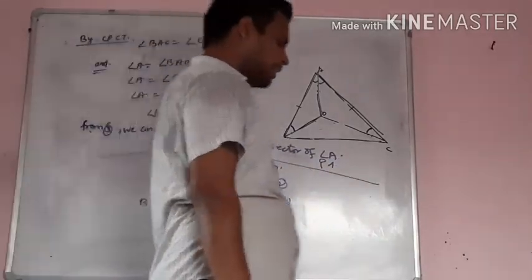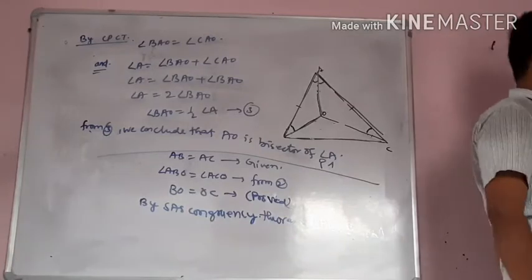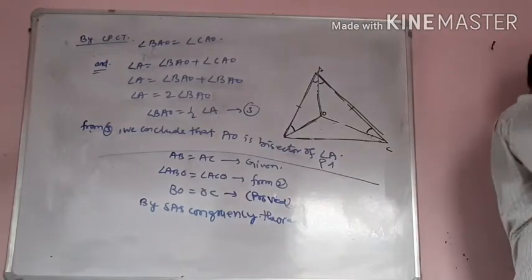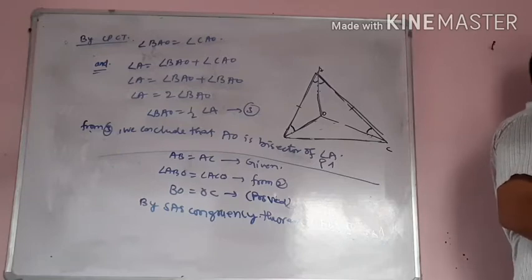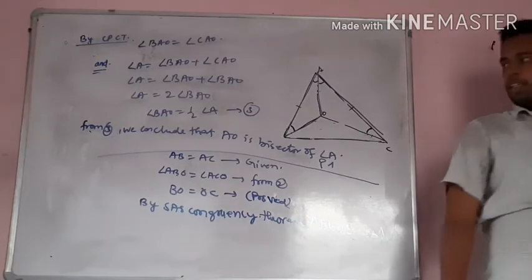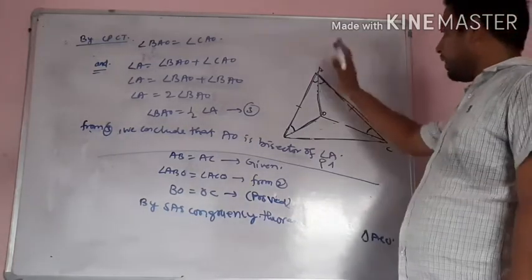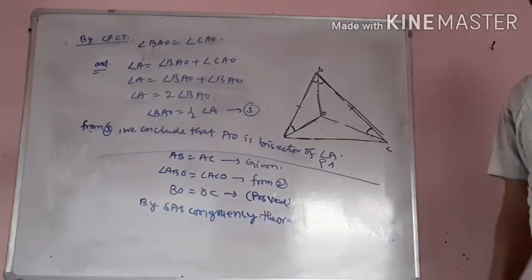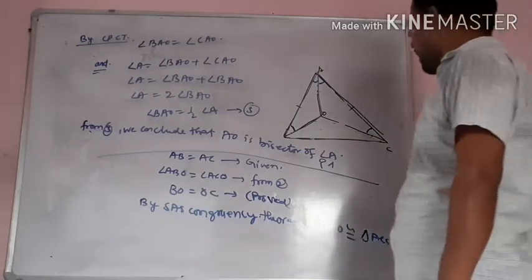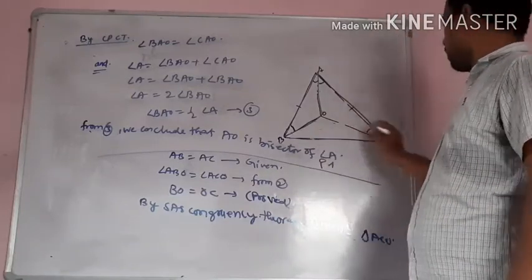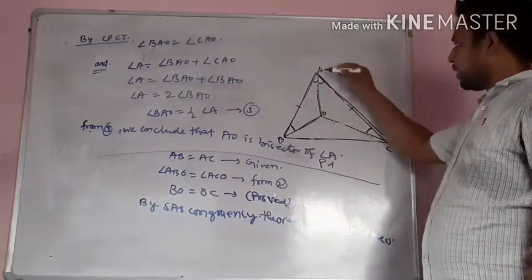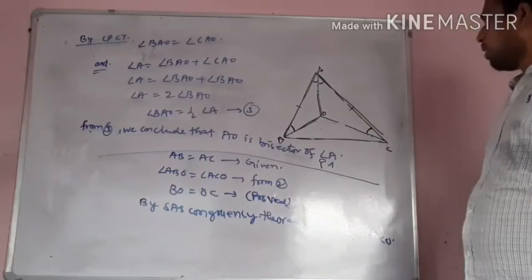So in question number 1, what was the main thing? In question number 1, ABC is an isosceles triangle, and in this triangle you have to prove that OB equals OC and AO is the angle bisector of angle A.